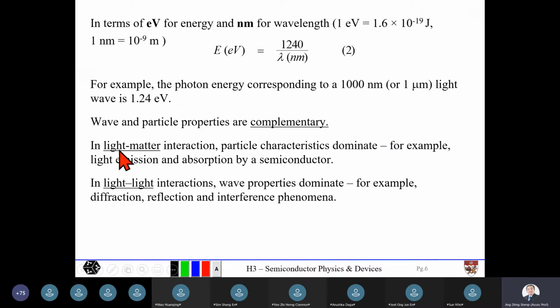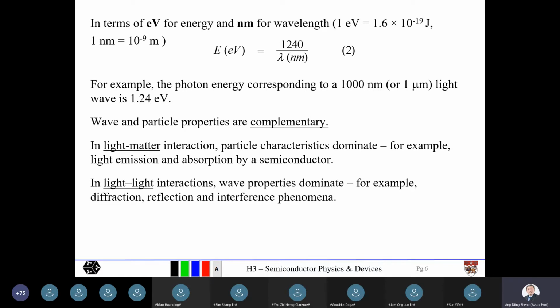So when one deals with light-matter interaction, such as the interaction between light and semiconductor, normally the particle theory will be very useful. We have already seen some examples, for example, light emission in the form of photons or light absorption in the form of photons. So the particle theory is well supported by experimental evidence from semiconductors.